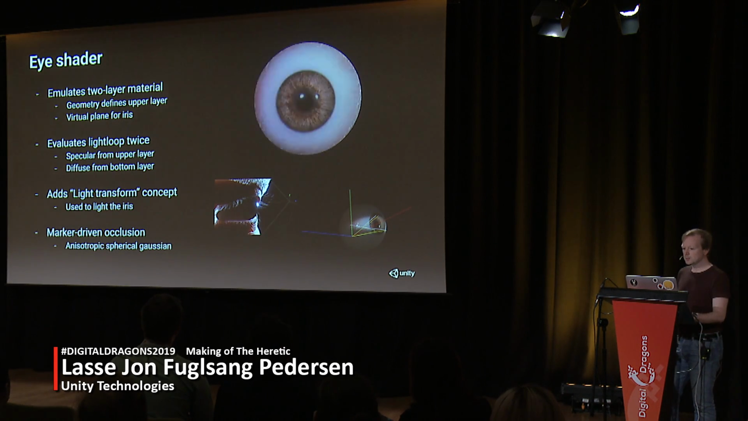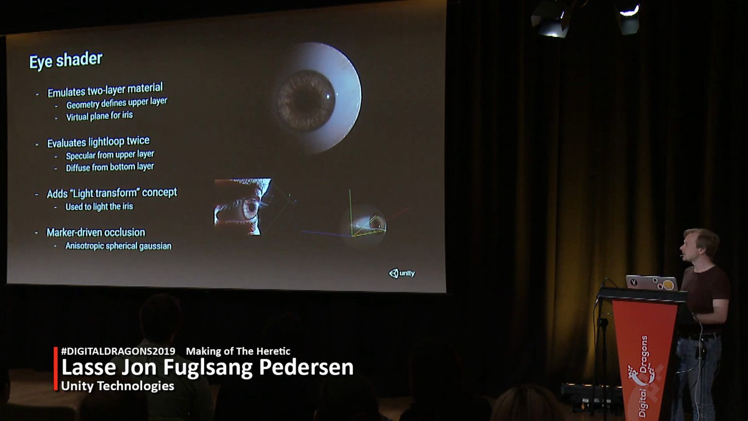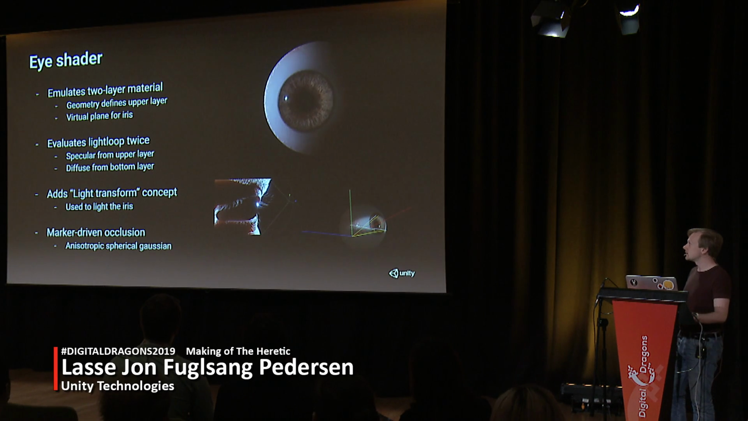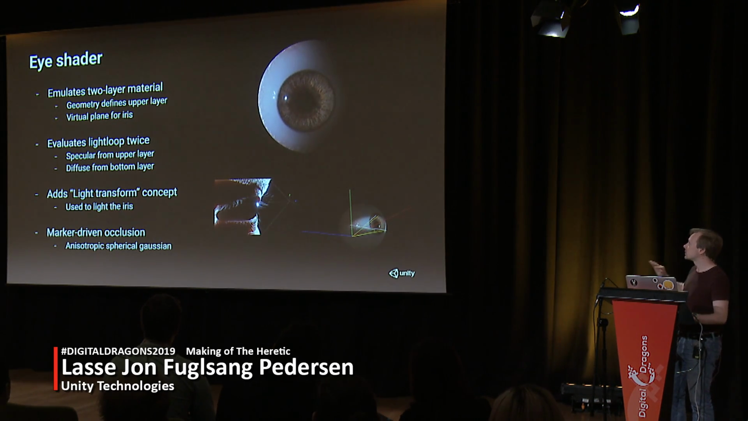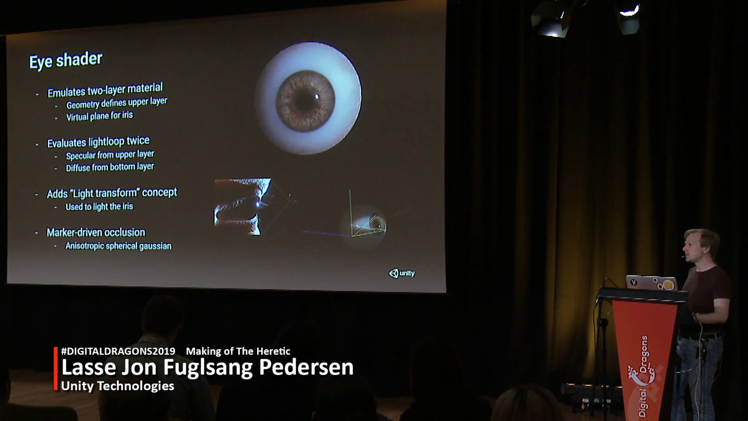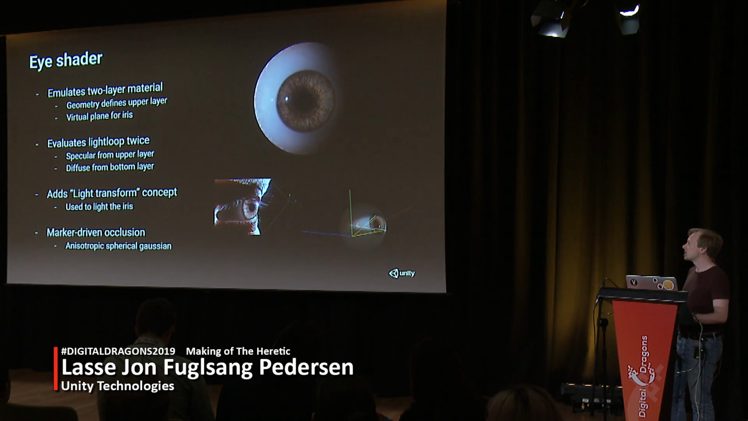So the eye shader is a little bit interesting in the sense that it evaluates the light loop twice. That's how we did this two-layer material. So we gather the specular contribution from the surface of the eye and the cornea, and we gather the diffuse from the bottom layer, which means the iris and the bumpiness of the sclera.